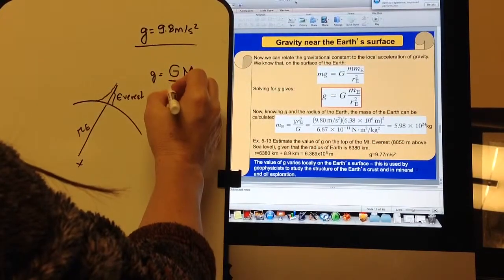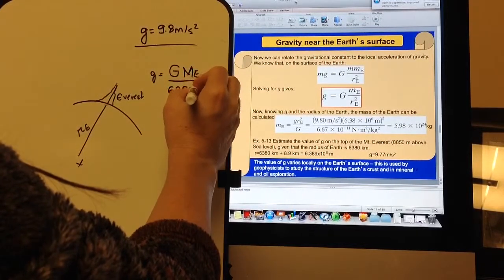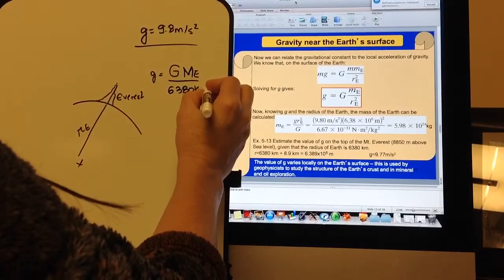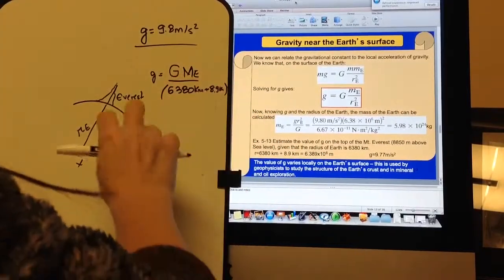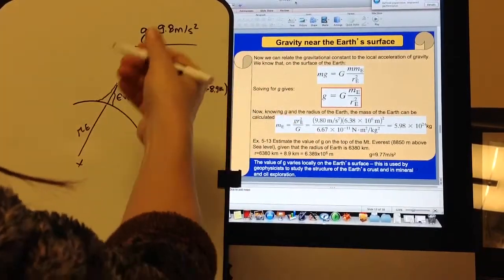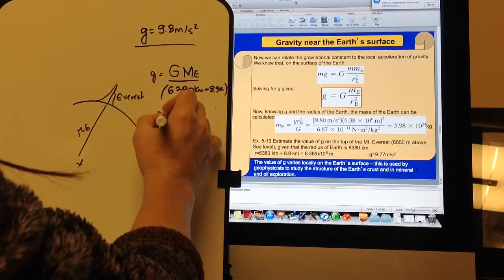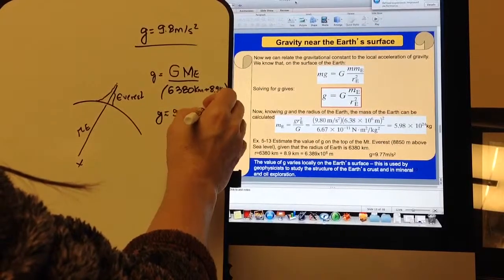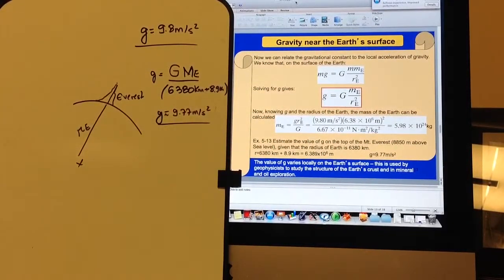So if you put this 6,380 kilometers, which is the radius of Earth, plus the 8.9 kilometers, which is the height of the Everest, change the units, you will see that at the top of the Everest, g is approximately 9.77 meters per second square. So it's smaller than the 9.8 that we've been using so far.